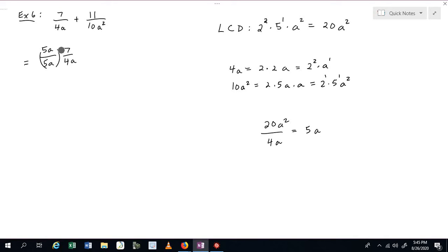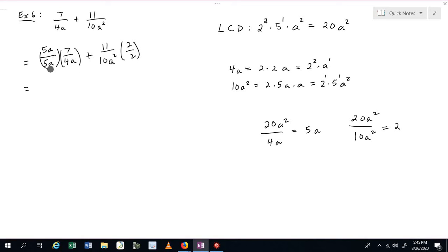Okay, so that's what we're going to do here. We're going to multiply by 5a over 5a. Okay, now over here, 20a squared divided by 10a squared is equal to 2. So we need to multiply this by 2 over 2. Which, by the way, is equal to 1, right? So we're not changing the value of this, we're just changing the form of it.